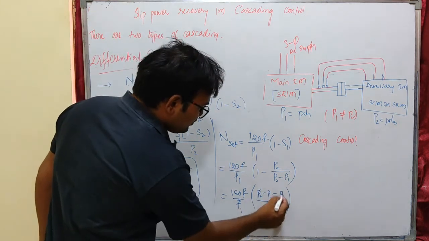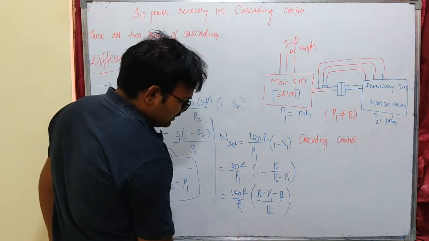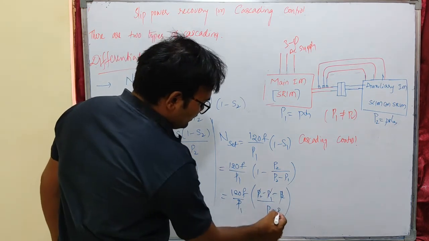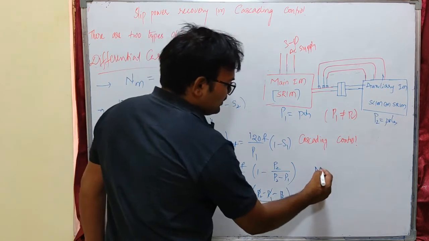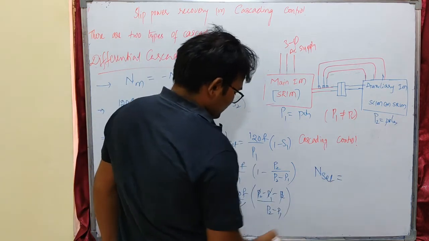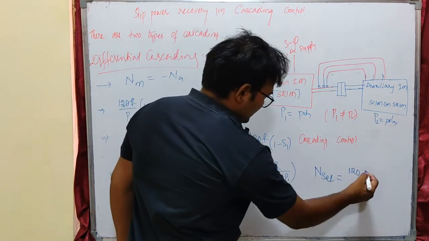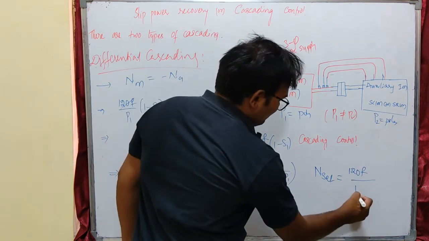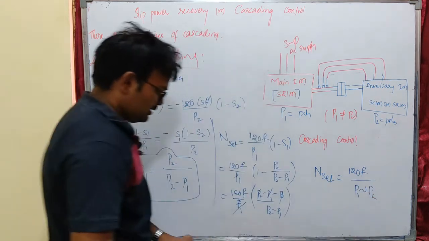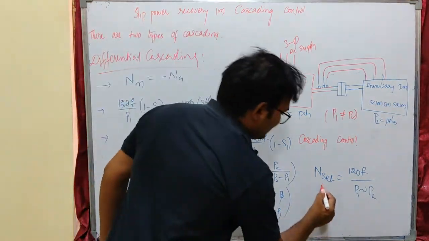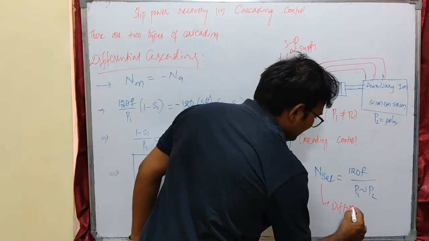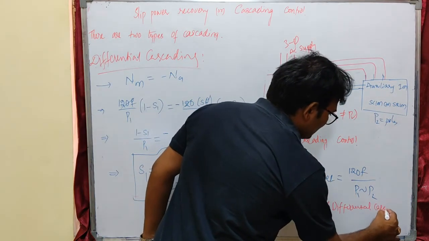So that will be equal to, P1 gets cancelled, P2 minus P1. So the speed of the set will be equal to 120 F by P1 minus P2. This is the speed of the set for differential cascading.